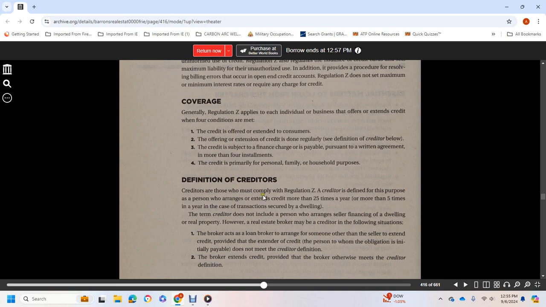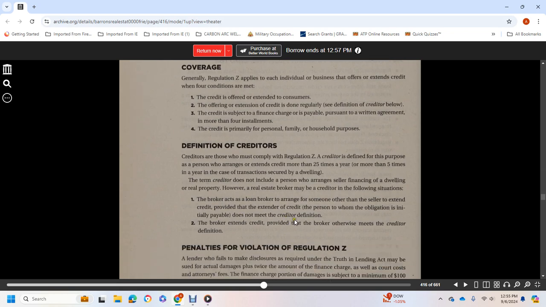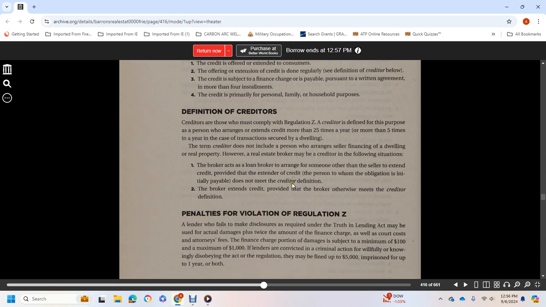Definition of the creditor. Creditors are those who must comply with the regulations. A creditor is defined as a person who arranges or extends credit more than 25 times a year, or more than 5 times in a year if the transaction is secured by a dwelling. The term creditor does not include a person who arranges the sale or financing of a dwelling or real property. However, a real estate broker may be a creditor in the following situations. A broker acts as a loan broker, arranging for someone other than the seller to extend the credit, provided the extender of the credit, the person to whom the obligation is initially payable, does not meet the creditor definition. Or the broker extends credit itself and otherwise meets the creditor definition.